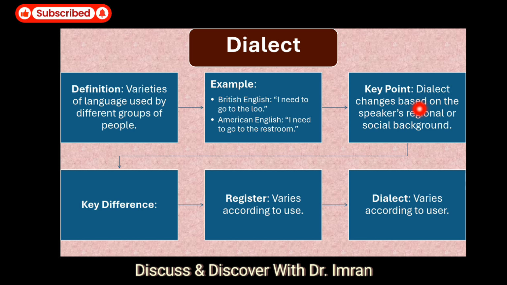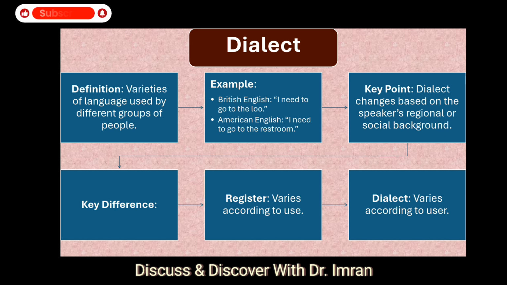So what is the key point here? The dialect changes based on the speaker's region or social background. When you change a speaker's region or social background, the dialect changes. For example, if a person belongs to a lower class, he or she will use one variety of that language. And if a person is living in an upper class, he or she will use another variety of the same language.